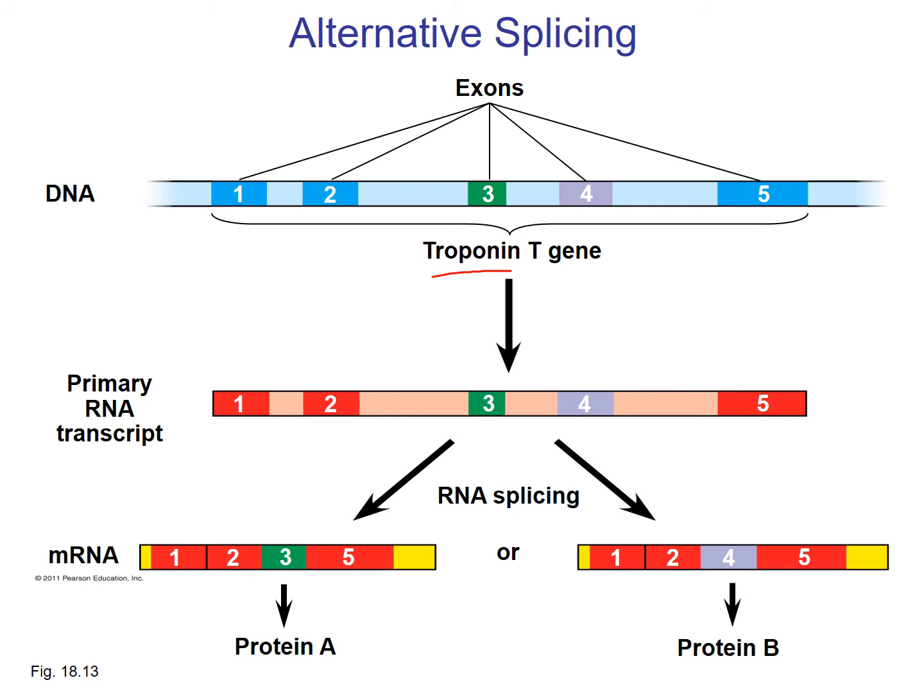And so you've got that RNA being produced here. So here's the RNA. And so in this case here, you have two different versions of the protein being made. So version A has 1, 2, 3, and 5 exons being put together. Version B has 1, 2, 4, and 5. So this is called alternative splicing.